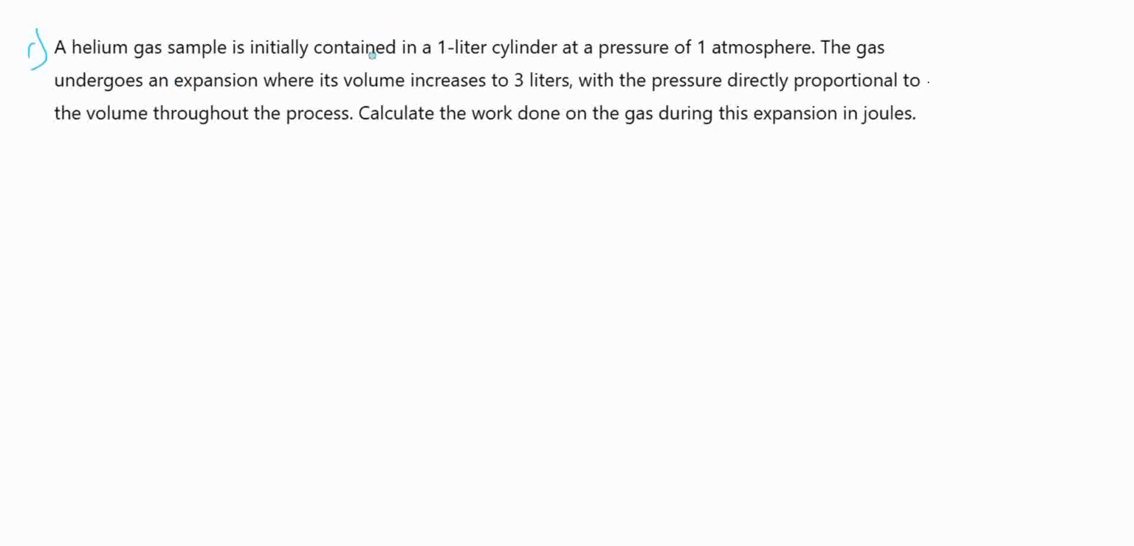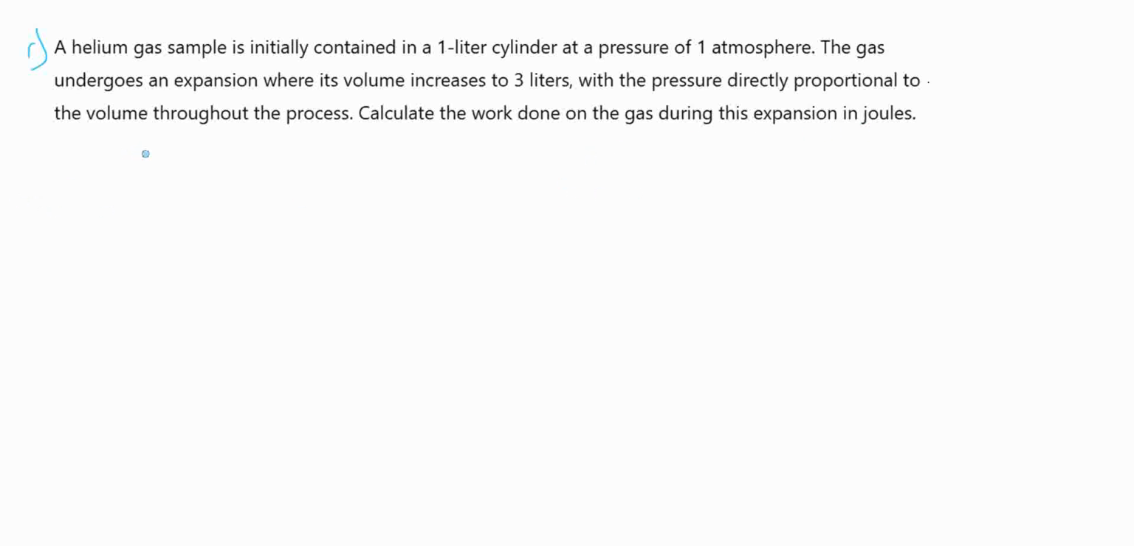A helium sample is initially contained in a 1 liter cylinder at a pressure of 1 atmosphere. The gas undergoes an expansion where its volume increases to 3 liters with the pressure directly proportional to the volume throughout the process. Calculate the work done on the gas during this expansion.